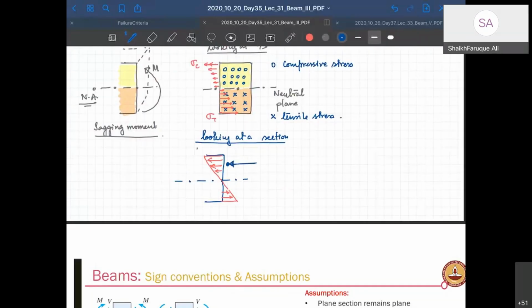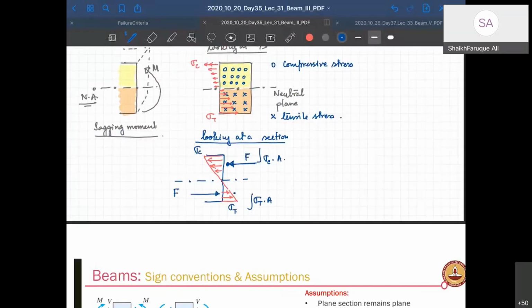So this is my sigma C and this is my sigma T. So this is going to be sigma C into area of cross section. Okay, you have to integrate it. Just don't write sigma C, integrate. And this is going to be your sigma T. Let us put that integration. And that's going to act again in the same position, but in the opposite direction, right? It's tensile. So this is F. This is also F.